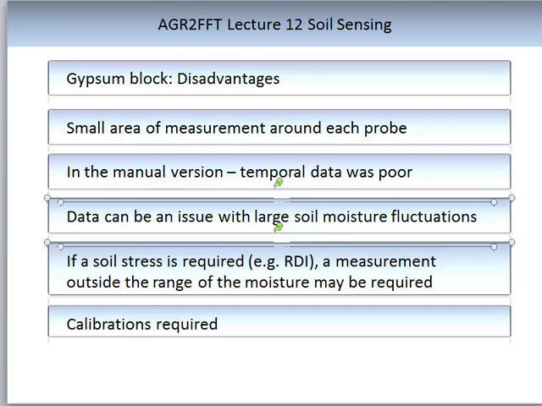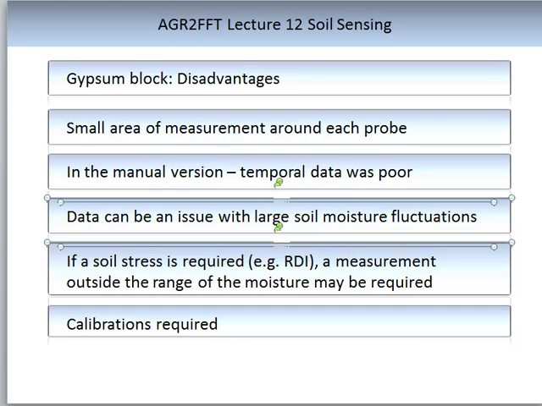There are some disadvantages for using gypsum blocks to measure your soil moisture. There is only a small area around the probe which is measured. In the manual version of the sensor, of which there are many around, the temporal, or data over time, collection is poor. Data can be an issue with large soil fluctuations for this sensor.